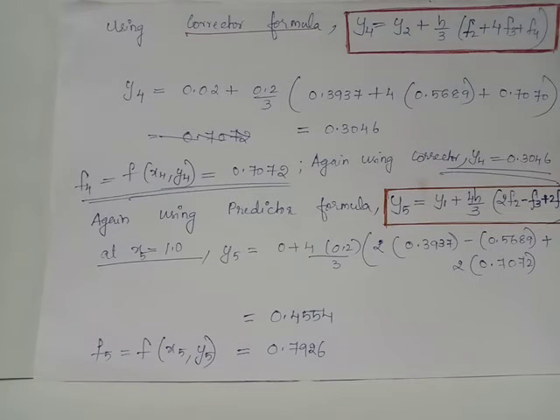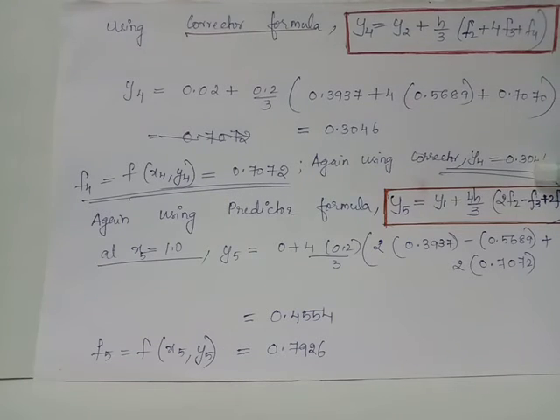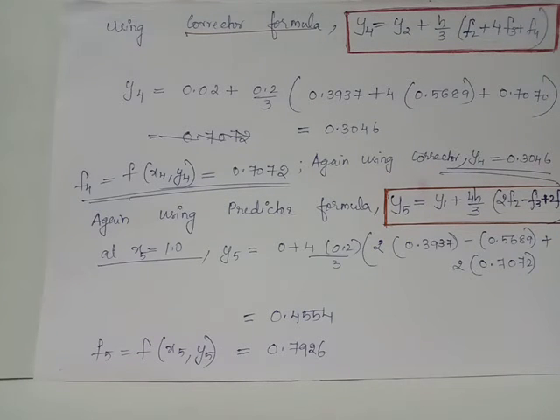Using this value of f4, if you again apply the corrector formula, that is when you again compute y4 using the values of y2, h, f2 and f3 as in the previous case, but f4 is now updated with the latest value 0.7072, you see that y4 is again obtained as 0.3046. Notice that we have used the corrector formula twice, but still the value of y4 is the same. Thus we can confirm the value of y4.